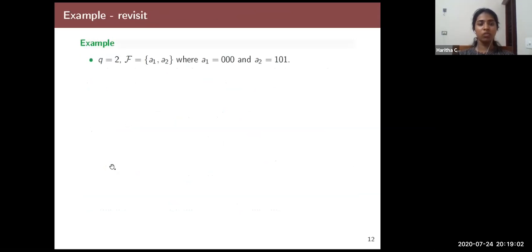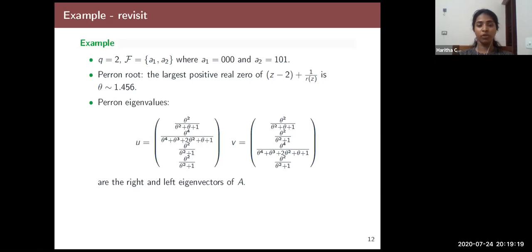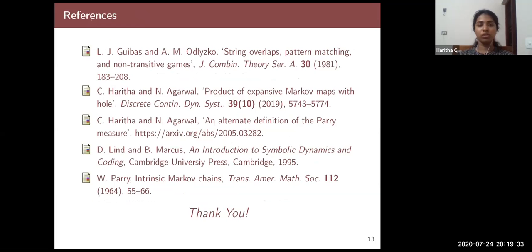So let's conclude by completing the example that we started with. So we have this forbidden collection. Then the Perron root is the largest positive real zero of z minus 2 plus 1 by rz, and it is equal to 1.456, and the Perron eigenvectors are given by these things. And then the Parry measure, let's say you take w equal to 0.001, then the Parry measure is given by 0.1942. So these are the references, and thank you.